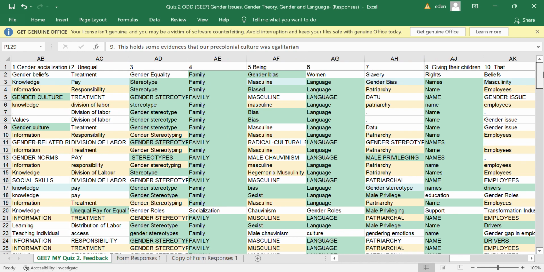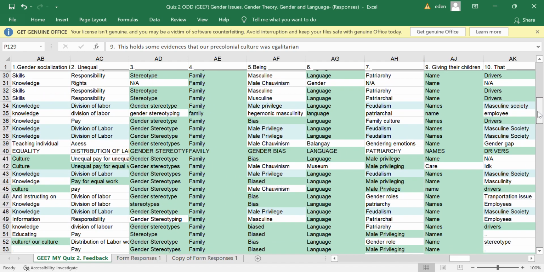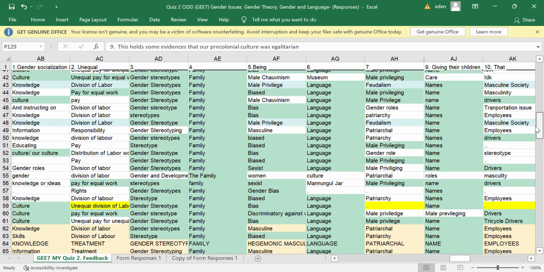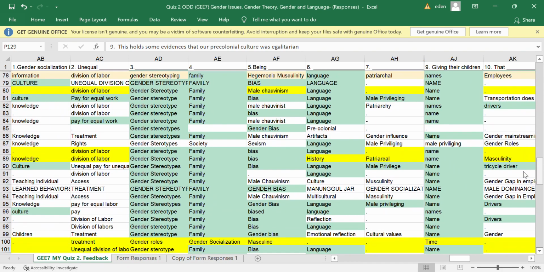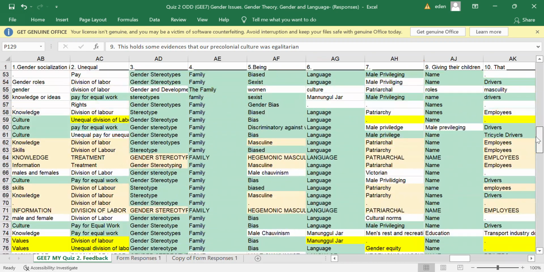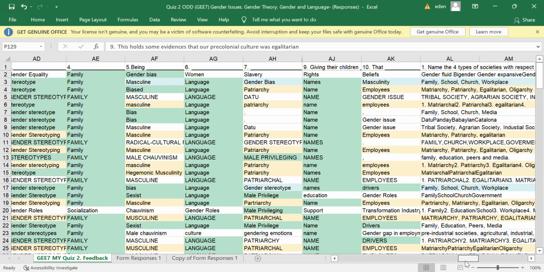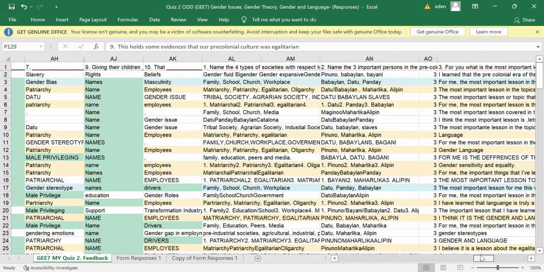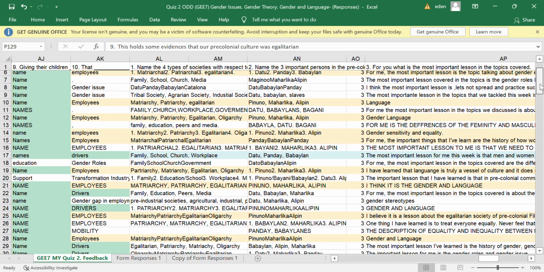So this is for the identification or fill in the blanks items. I will discuss only those that are problematic. And this is for the last subtest, which was the essay question.